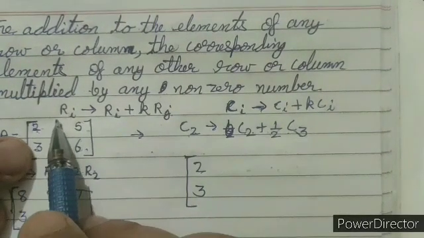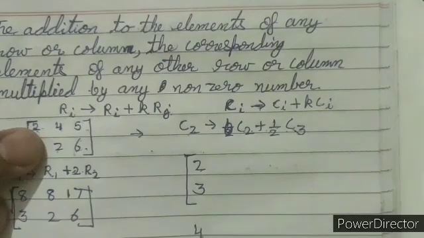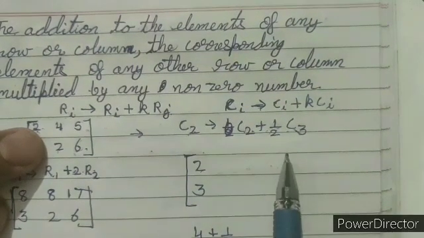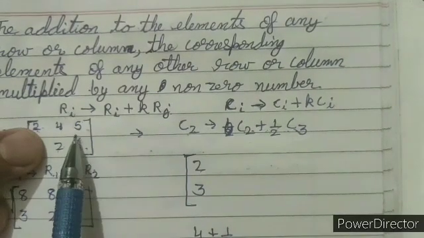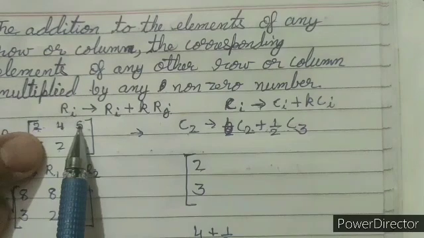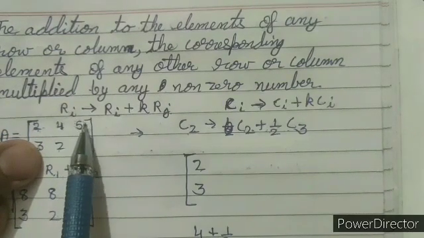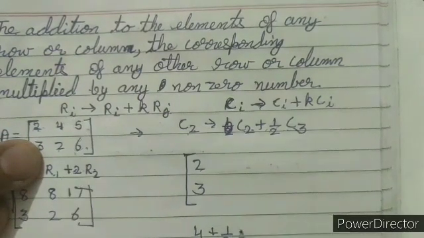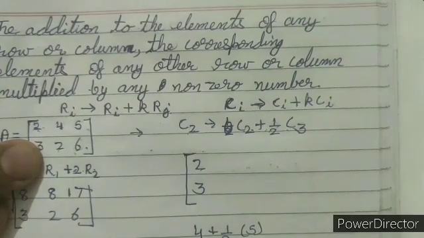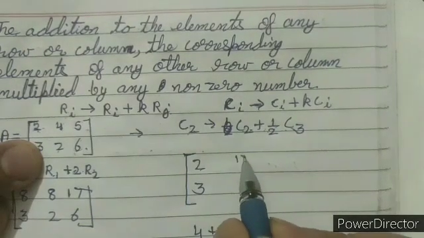The second column will be changed by the second column plus 1 by 2 into the third column. Now the first element of the second column is 4, plus 1 by 2 into column 3. The corresponding element to 4 in column 3 is 5. That means the first element of column 3 is 5, so that will be 1 by 2 into 5. That will give us 4 plus 5 by 2, which is 13 by 2.